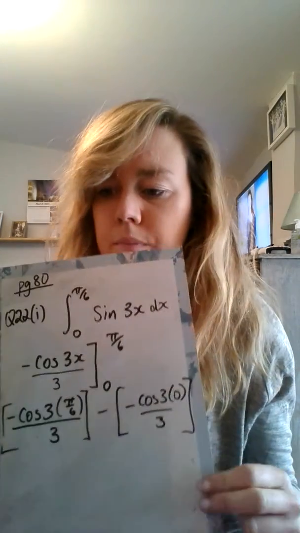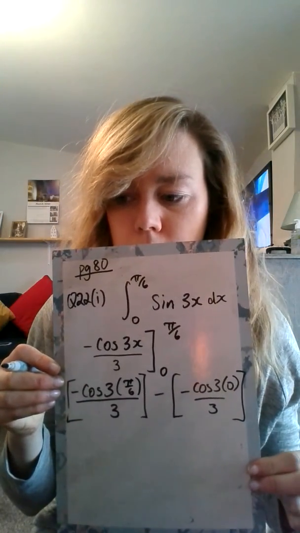Okay, right. So let's do the first bit. Let's sub in pi over 6. It'll be minus cos 3, and I'm just going to put it in as pi over 6 over 3. And then minus cos 3, 0 over 3. So there is what I've written.